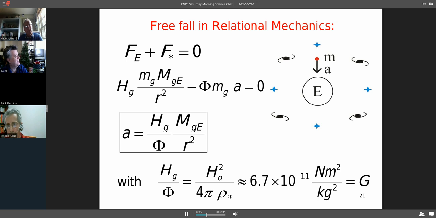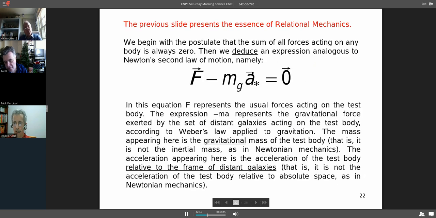When we plug in the values of the Hubble's constant and the mean density of matter in the universe, we obtain the universal constant of gravitation. But now this capital G is no longer a fundamental constant. It comes deduced from other properties of the universe. So the whole relational mechanics is in this slide. It presents the essence of the whole relational mechanics.